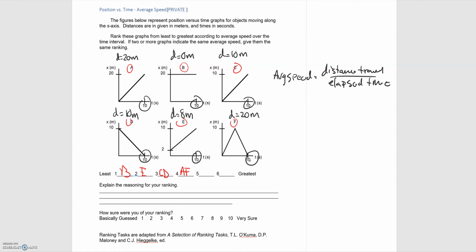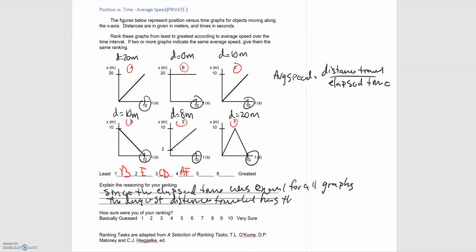So to wrap up, the reasoning behind our rankings was that since the elapsed time was equal for all graphs, the largest distance traveled has the greatest average speed.